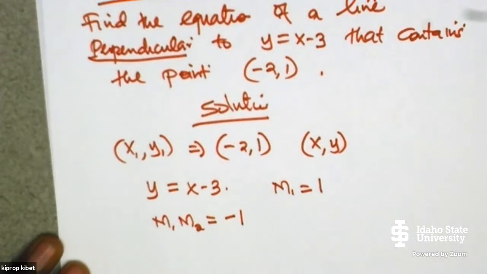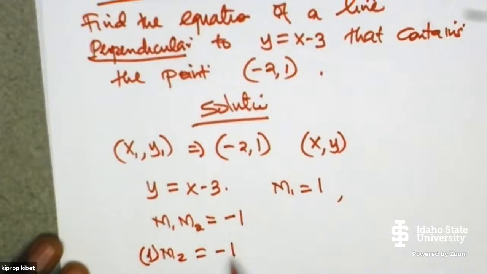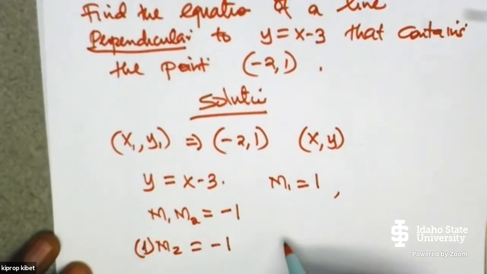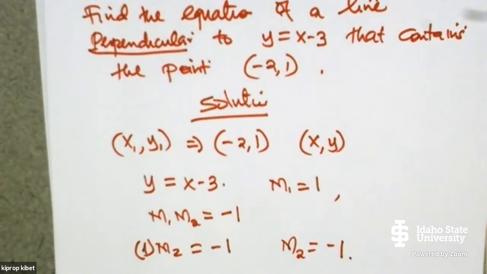So we have our first m1 equals 1, right? Now, the other line, which is perpendicular to this line, will have a gradient of what? m1, which we know is 1, times m2 equals -1. So the gradient of the other line will be -1.